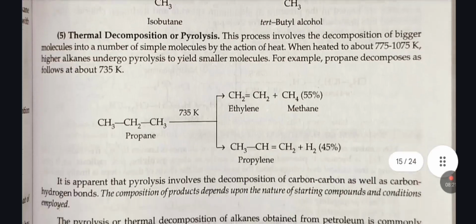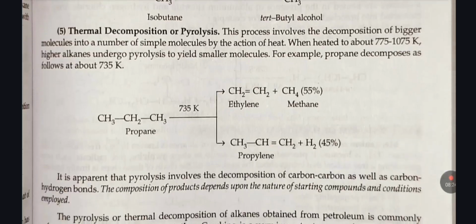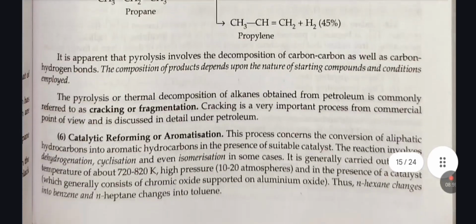Fifth, thermal decomposition or pyrolysis. This process involves the decomposition of a bigger molecule into a number of simple molecules by the action of heat. When heated to about 775 to 1075 Kelvin, higher alkanes undergo pyrolysis to yield smaller molecules. For example, propane decomposes as follows at about 735 Kelvin. Propane in the presence of 735 Kelvin will give ethylene and methane, and in the second path it will give propylene plus H2, 45%.